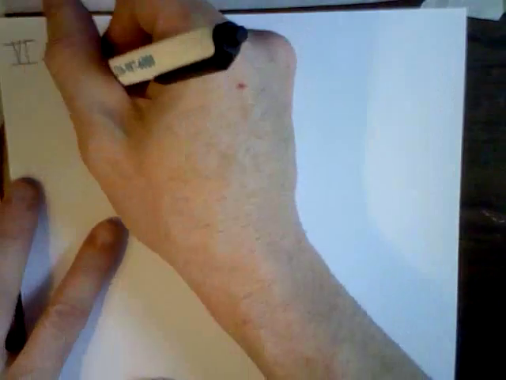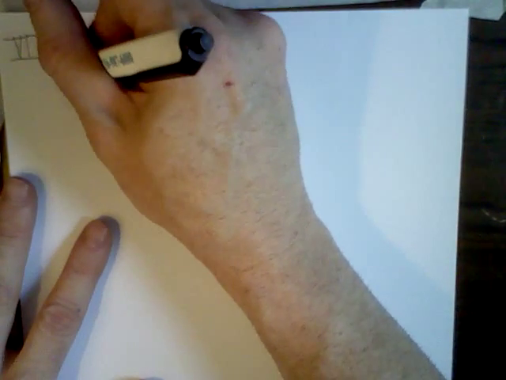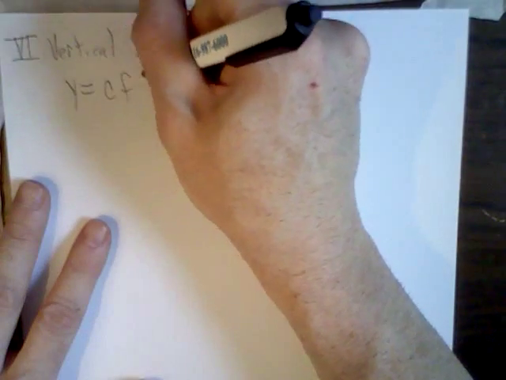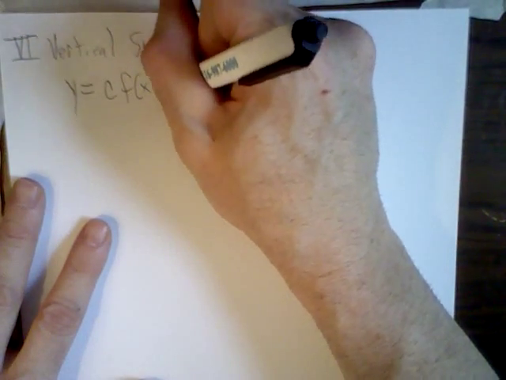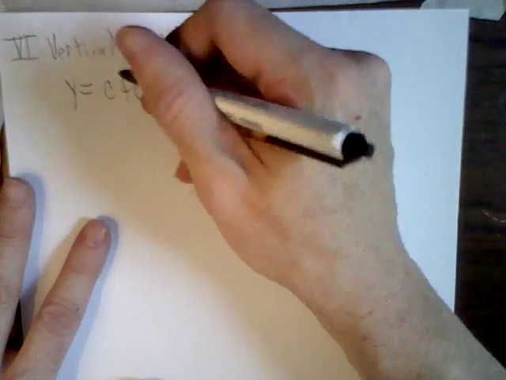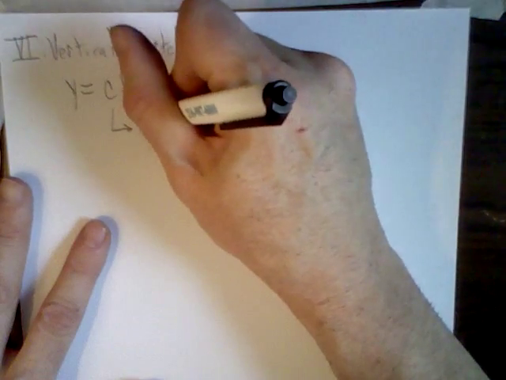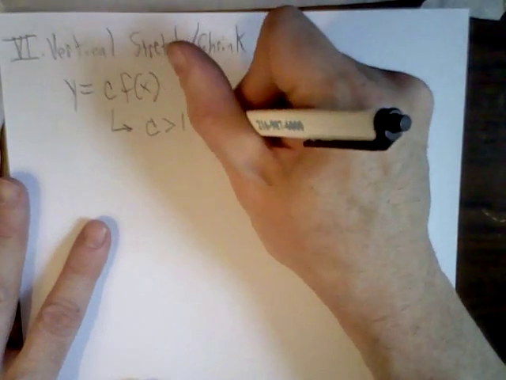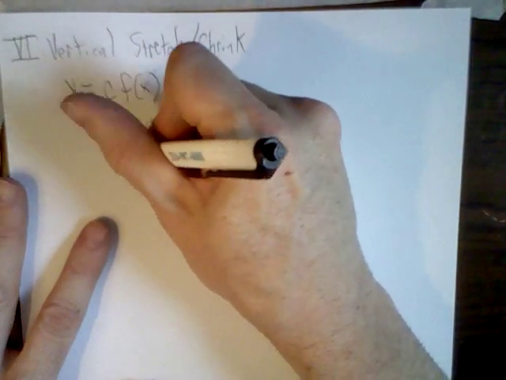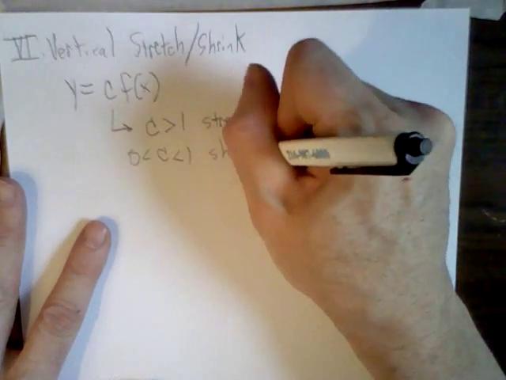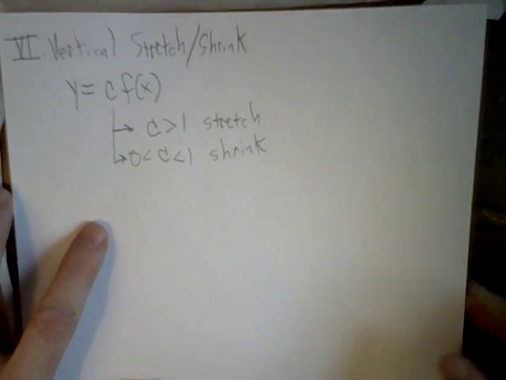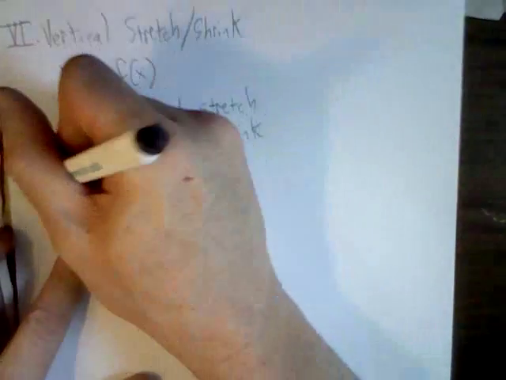Basically what's going on is you'll have y equals c times f of x, and whether it's a stretch or shrink is dependent on the c value. If c is greater than 1, you'll have a stretch, and if c is greater than 0 but less than 1, you'll have a shrink. Okay, so let's take a look at number 28.